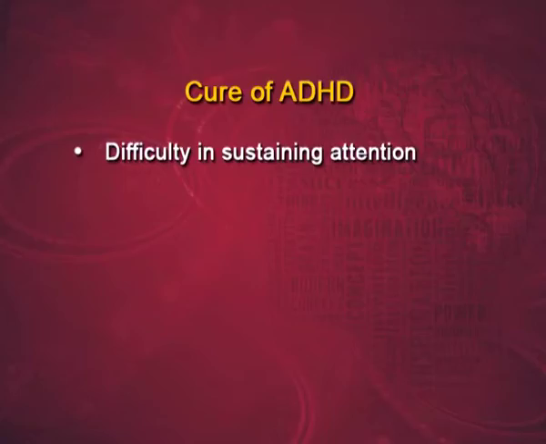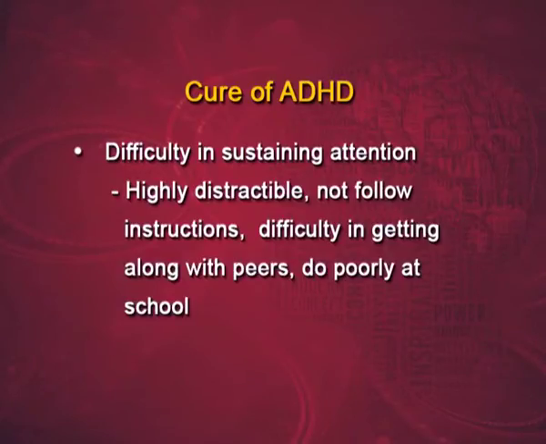Now, what is the problem if there is ADHD? Children who suffer from ADHD are having disability in sustaining attention. Therefore, they are not able to learn even simple subjects in school. They are not able to follow instructions. They are unable to get along with their peers. Thus, they get a negative name and they get labeled as children who are not learning properly despite the fact that there is no intelligence deficit in them.